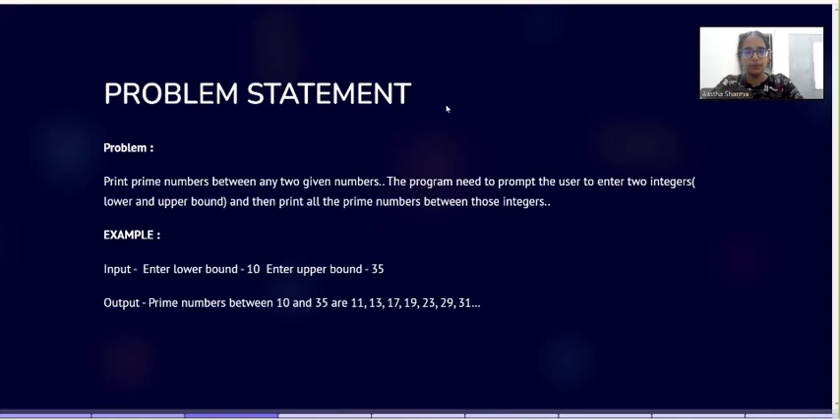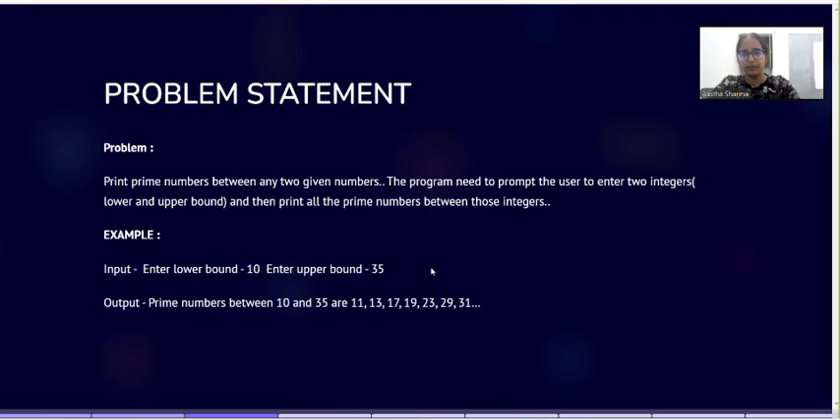So for today, our problem statement is to print prime numbers between any two given numbers. These numbers would be given to us by the users. So the program needs to prompt the user to enter two integers, lower and upper bound, and then print all the prime numbers between those integers. Here basically these two integers will act as a range, and we need to print the prime numbers that come inside that range. For example, input is enter lower bound, let's say 10, enter upper bound, let's say 35. So output would look like this. Prime numbers between 10 and 35 are 11, 13, 17, 19, 23, 29 and 31.